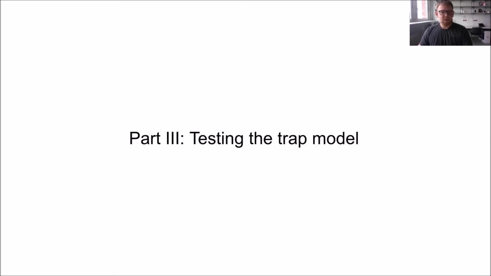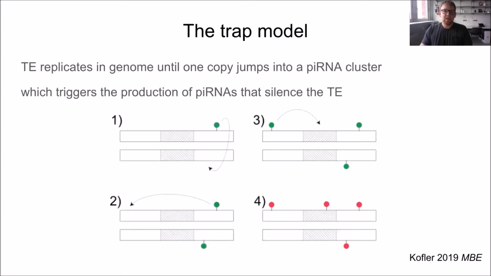All right, and this brings me to the third part already, where we try to test the trap model and whether the clusters are really responsible for the silencing of the TEs. And let me elaborate a bit on the trap model, which assumes that an active TE can jump in the genome and acquire higher copy numbers until it hits randomly a piRNA cluster, and then the host can start to produce piRNAs that silence all other copies in the genome and thereby inactivate the TE.